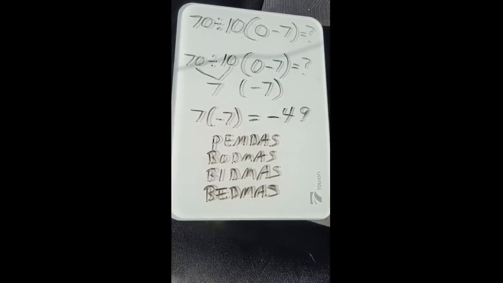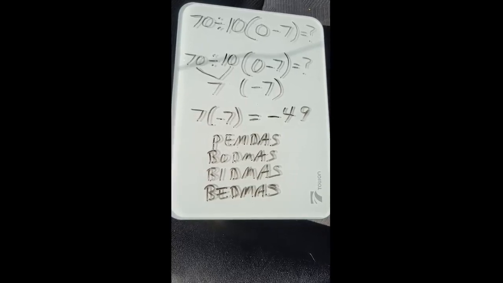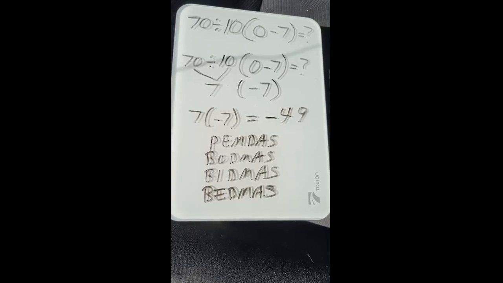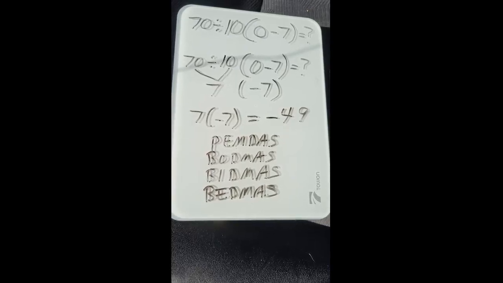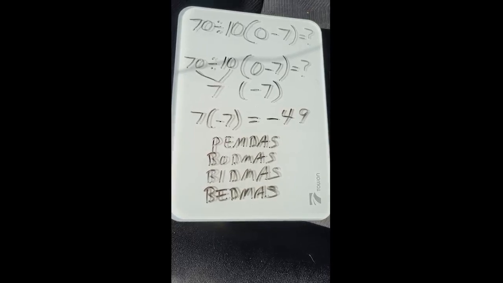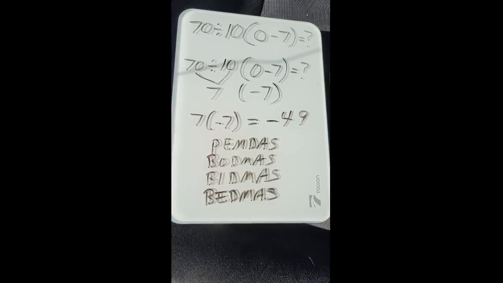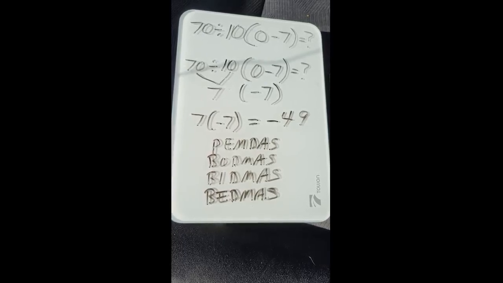So after we've solved inside the parentheses, we don't have any exponents or orders or indices, depending on what acronym you're using, but we do have division going left to right. 70 divided by 10 is 7. 7 multiplied by minus 7 gives you minus 49.